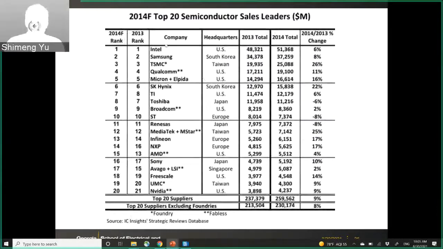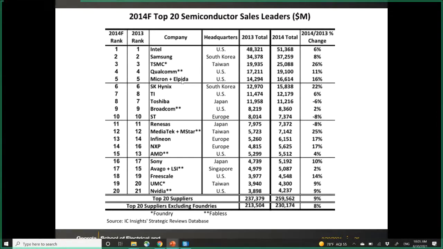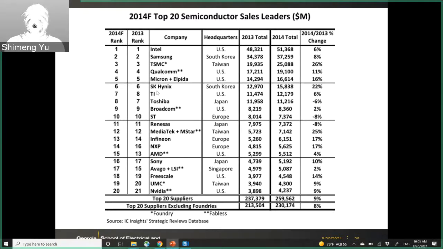And then 4 years later, you see the ranking changes. Intel number 1, Samsung number 2, now TSMC becomes number 3, and then Qualcomm becomes number 4. This is because of the smartphone business. And in that year, Micron acquired Elpida. Elpida is a company in Japan making DRAM. Micron acquired Elpida and now becomes number 5. And then we also see SK Hynix, the South Korean memory company that does both NAND flash and DRAM, ramp up. So this is 2014.